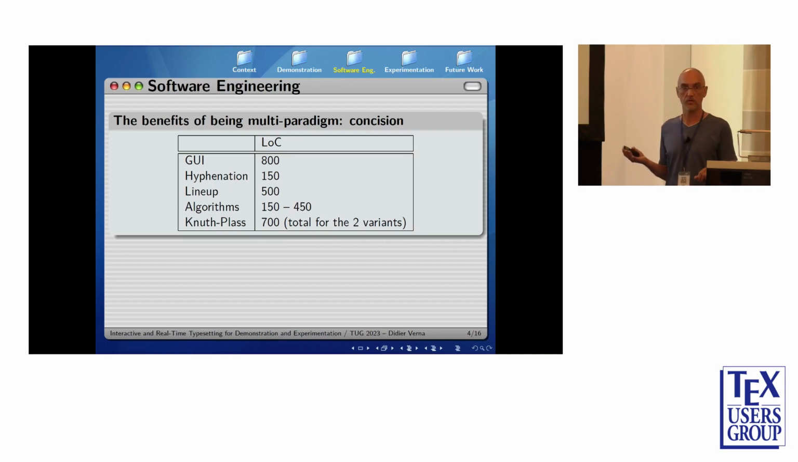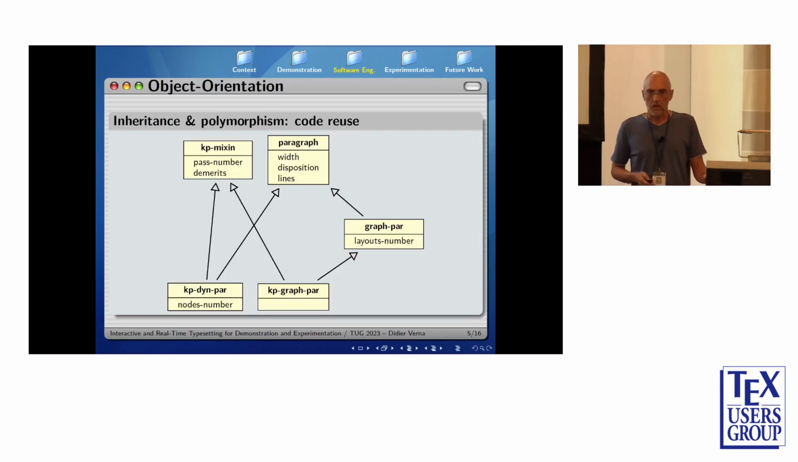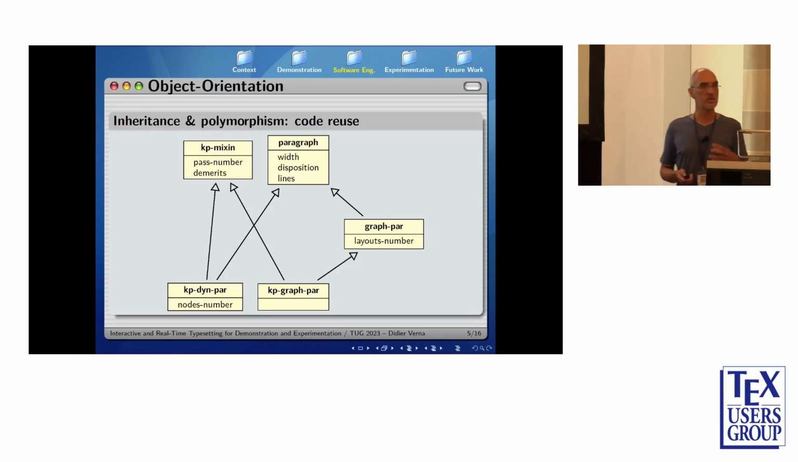And for the example of the Knuth-Plass algorithm, for instance, there is a total amount of 700 lines, which means that both versions, the dynamic programming optimized one and the regular graph one, amount to 350 lines each. So this is quite short, okay? So it means, again, that it's very easy to play around with that kind of tool. A lot of the concision of the code, like I said, comes from being multi-paradigm.